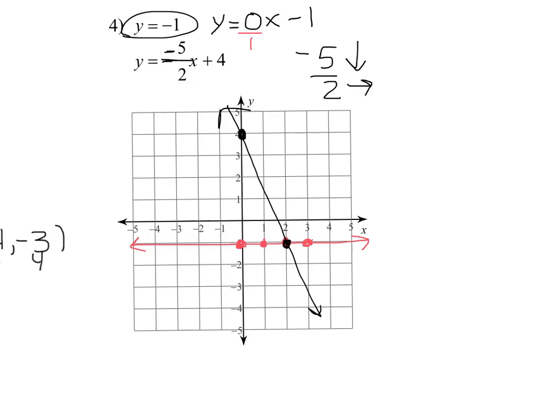And if I write my coordinate point, on my x-axis, I had to go over to 2, and on my y, I had to go down 1.